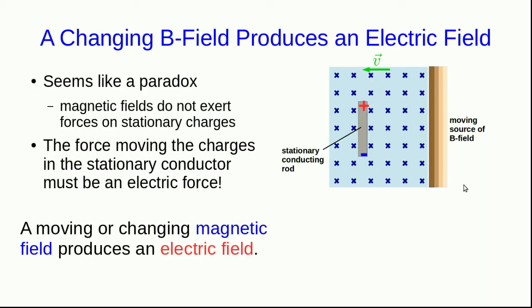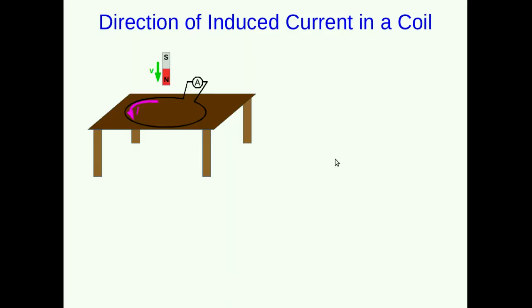This will eventually give us a way of explaining the currents that we see in conducting coils and loops in changing magnetic fields. So I promised that we would explain the directions of the induced currents in a coil when you're inserting or removing a magnet. So now it's time to do that.